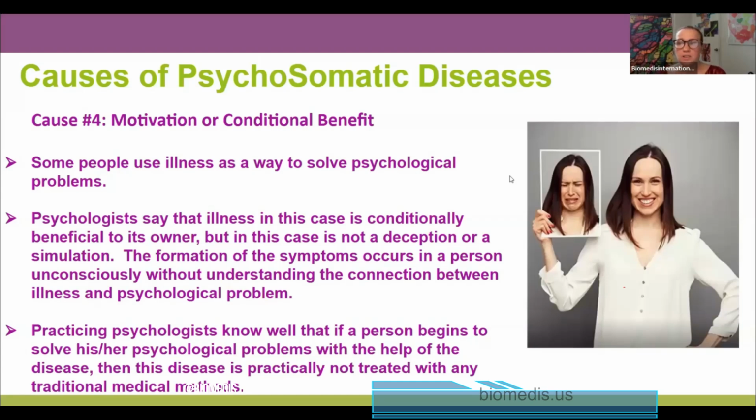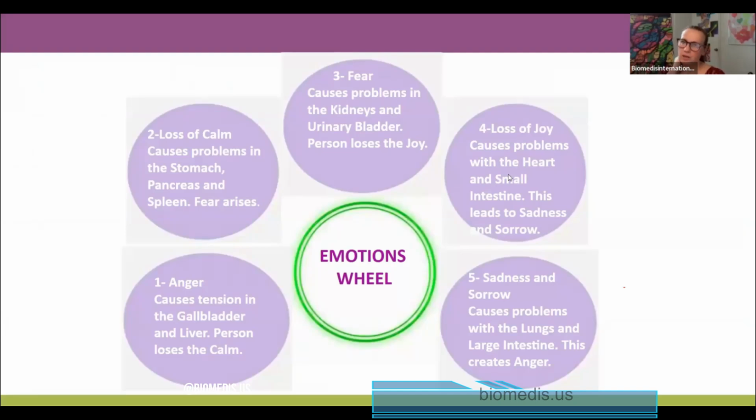Or an adult can get sick if he would have more attention, what they call the conditional benefit of the disease. Practicing psychologists know well that if a person begins to solve his or her psychological problem with the help of the disease, then the disease is practically not treated with any traditional medical methods. Even as a visceral therapy specialist, I can tell you that we are massaging organs in a certain way, because it all goes in a specific circle.